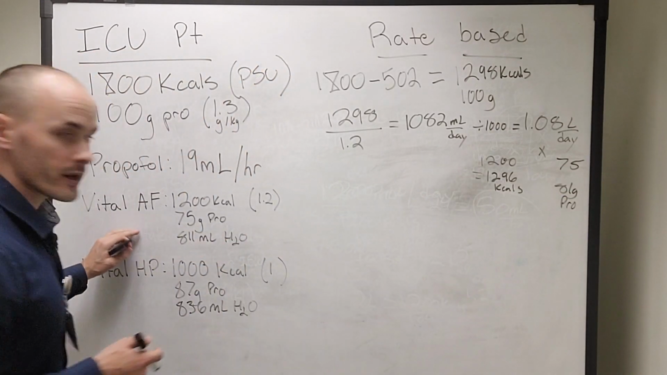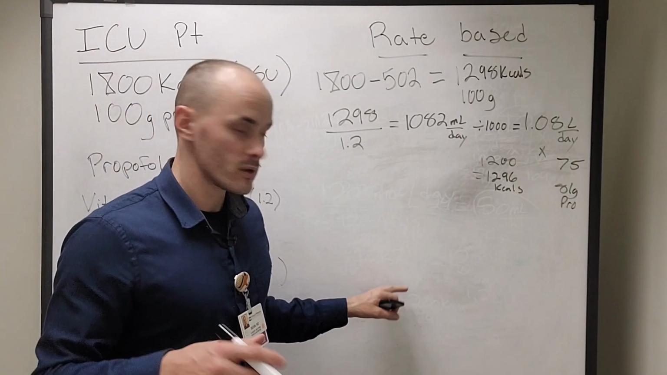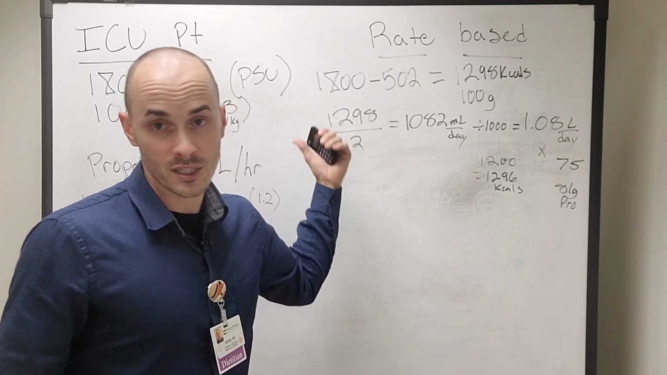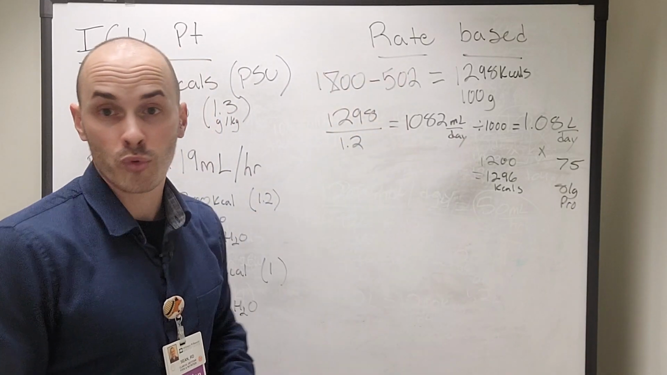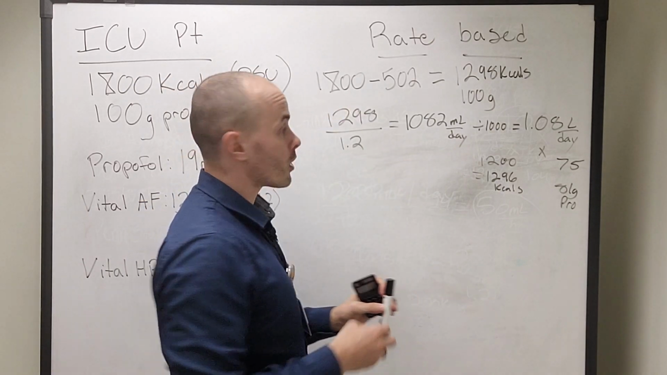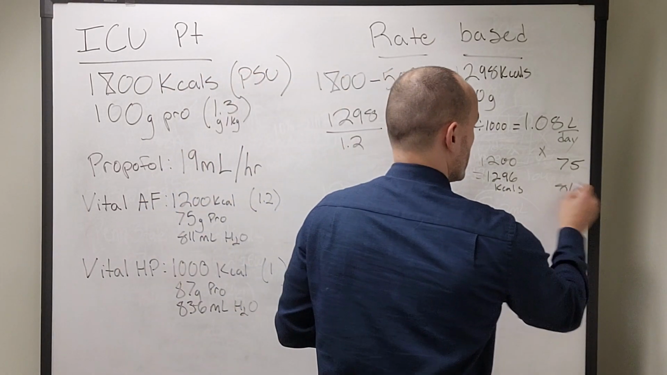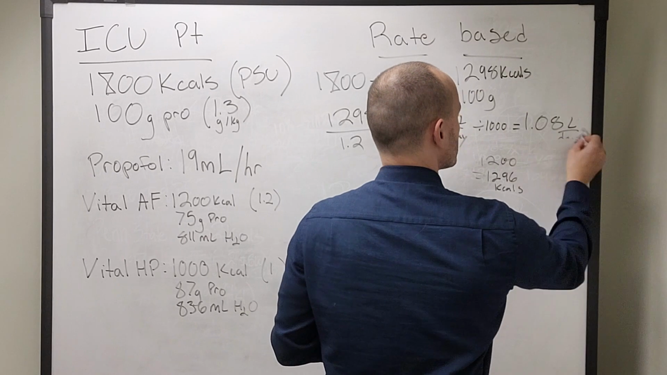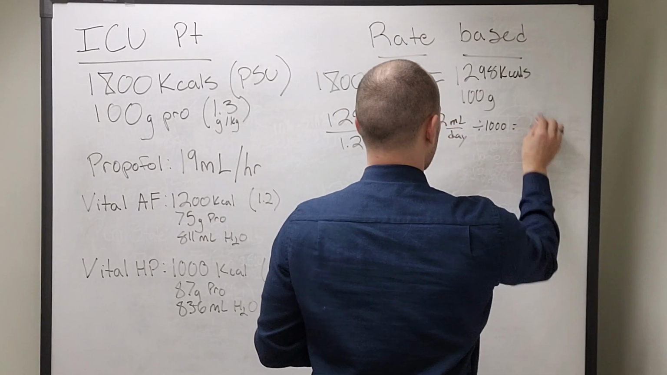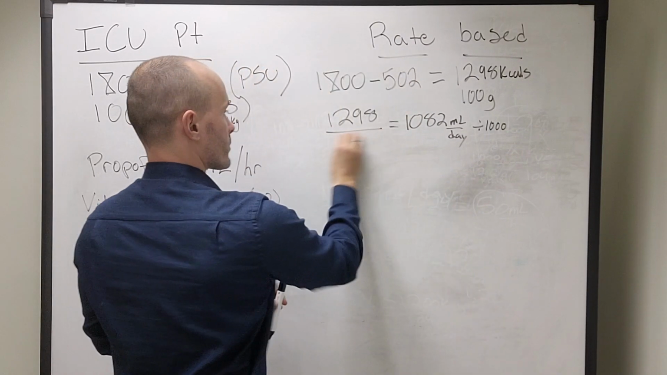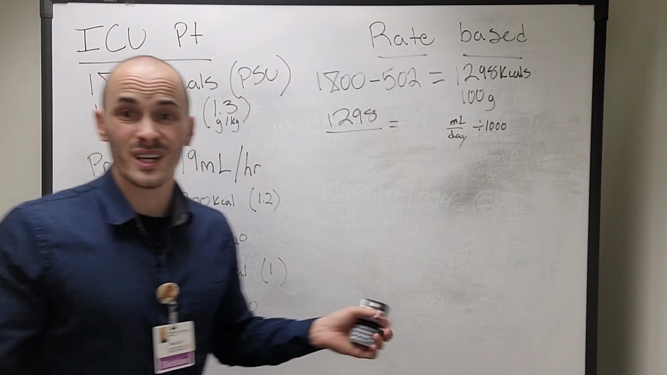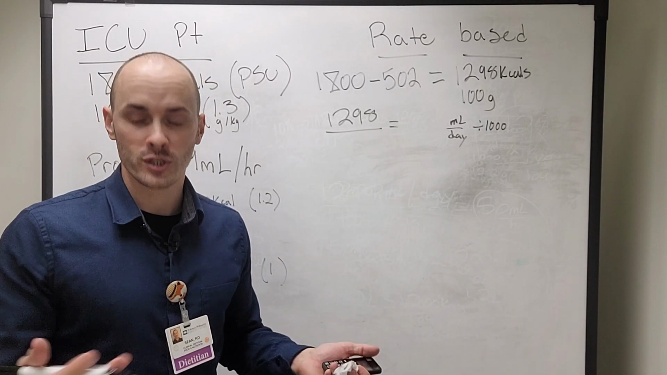So I know that Vital AF is not the right formula for this patient. And the reason that's the case is because a lot of their calories are coming from Propofol. You could probably use Vital AF if they weren't on Propofol, but with my Propofol patients, I almost always use Vital HP. Without a spoiler alert, let's try Vital HP to determine if it meets this patient's calorie and protein needs.